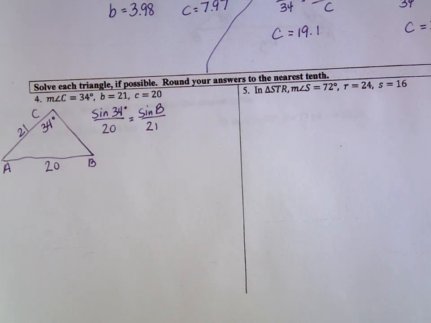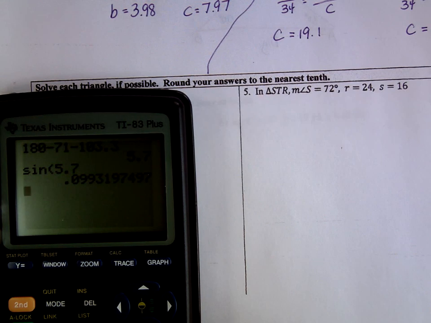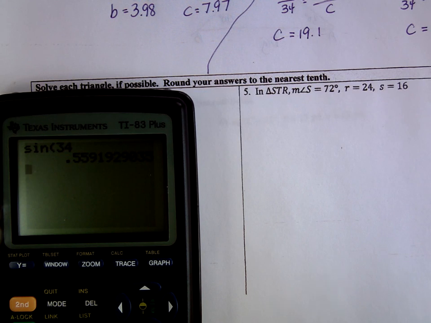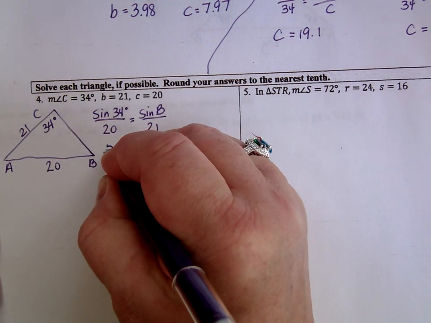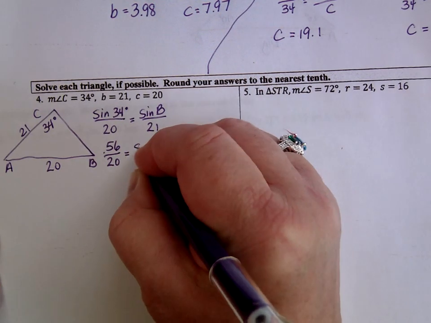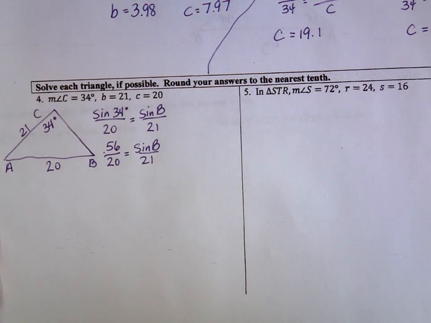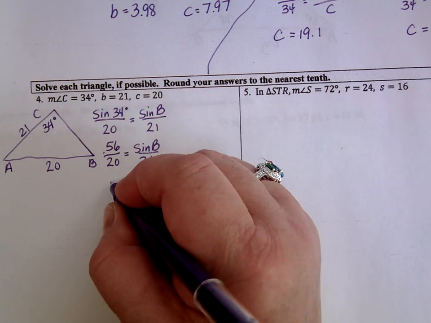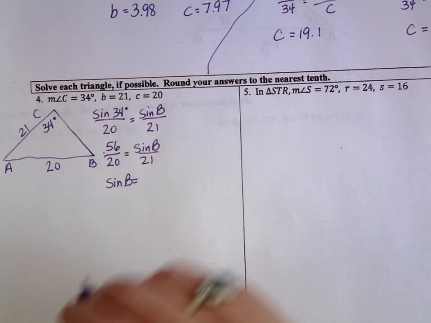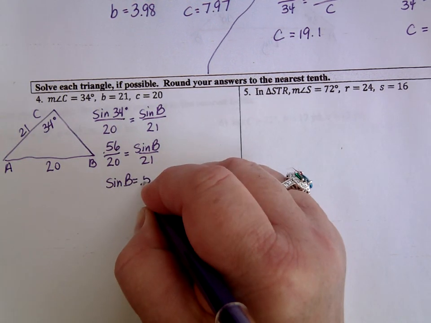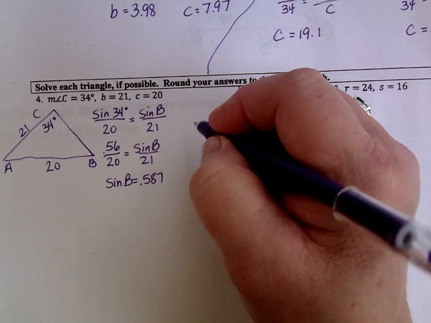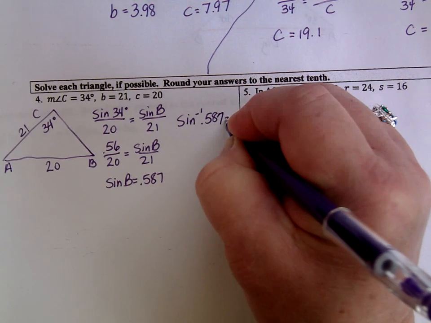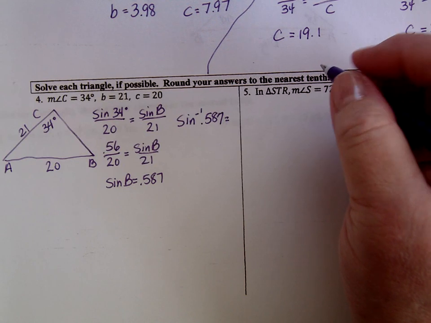I go to the calculator, I figure out the sine of 34. 0.56. So this will be 0.56 over 20 equals the sine of B over 21. So I'm going to cross multiply 0.56 times 21 divided by 20, and that tells me what the sine of B actually equals, and that would be 0.587. But then I need to know what the angle is. So sine to the -1 of 0.587 gives me the reference angle, and that's going to be 36 degrees.